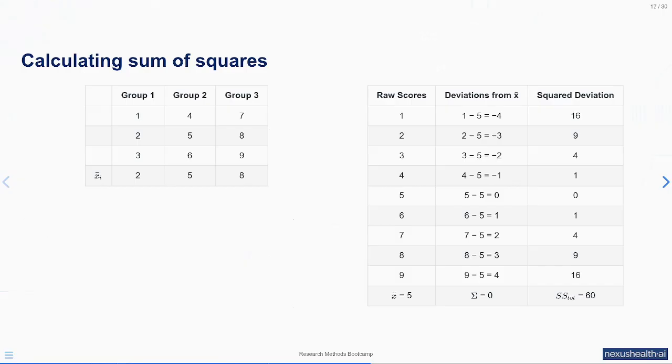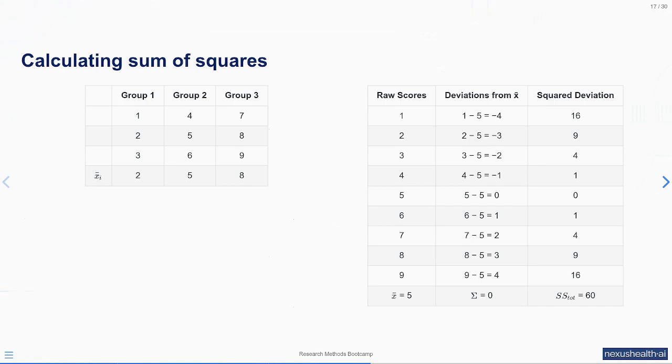So we have three groups: group 1, group 2, and group 3. And these are the raw scores. The mean for group 1 is 2, the mean for group 2 is 5, and the mean for group 3 is 8. If we lump everything together, we find that the grand mean, or the mean for all the groups, is 5.